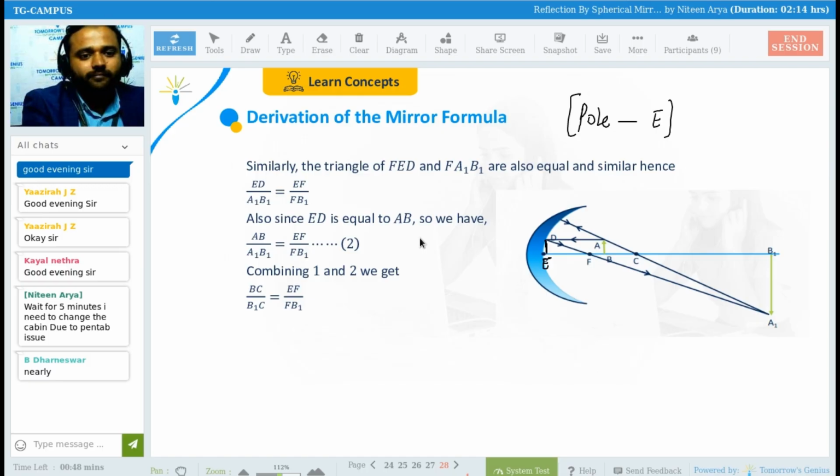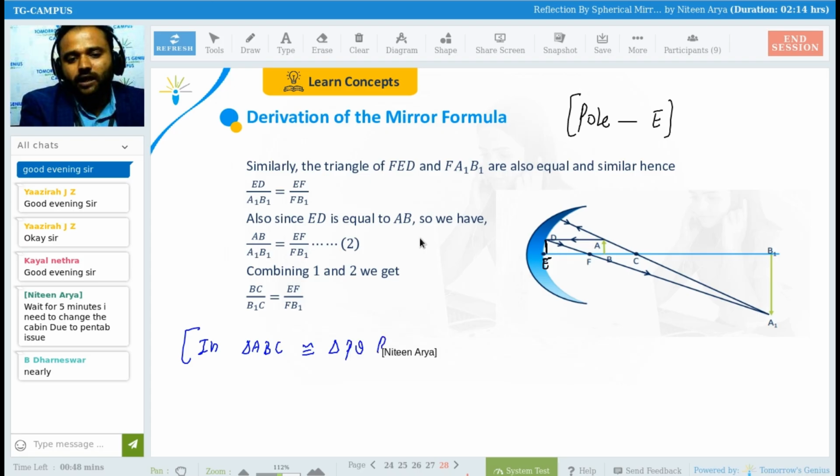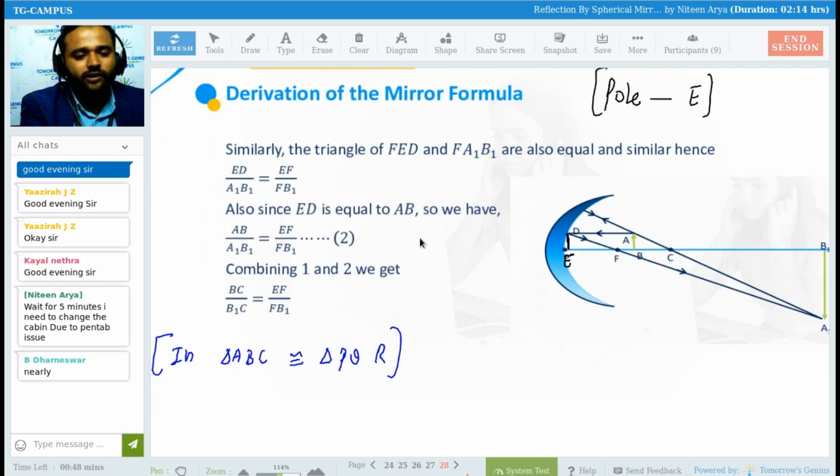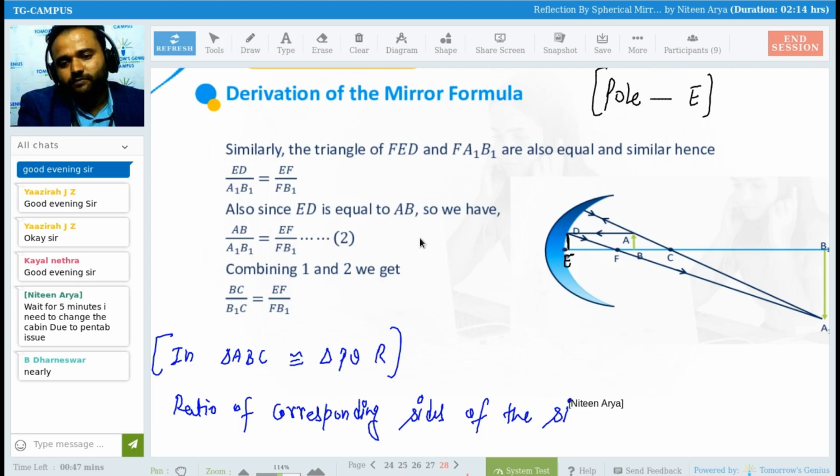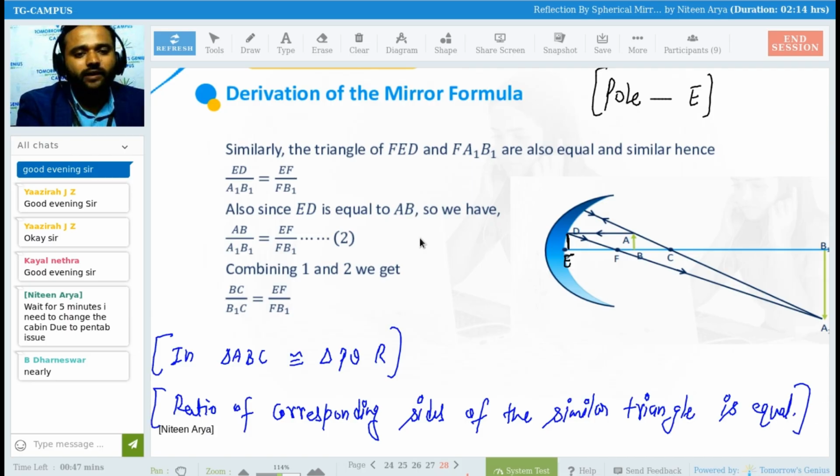In class 10th, we did this property. If triangle ABC is similar to triangle PQR, then according to the similarity, the ratio of corresponding sides of the similar triangles is equal. Is this clear? So using this particular rule, we are going to find this.